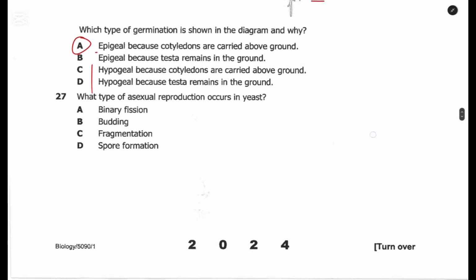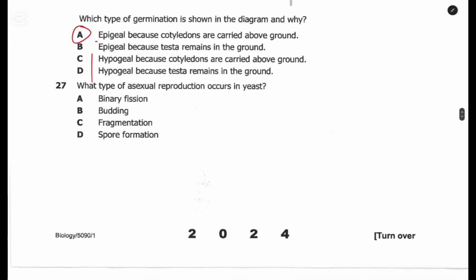Question 27. What type of asexual reproduction occurs in yeast? The type of reproduction that occurs in yeast is not binary fission. That one occurs in amoebas. Instead, it is budding. The type of asexual reproduction that occurs in yeast is called budding.